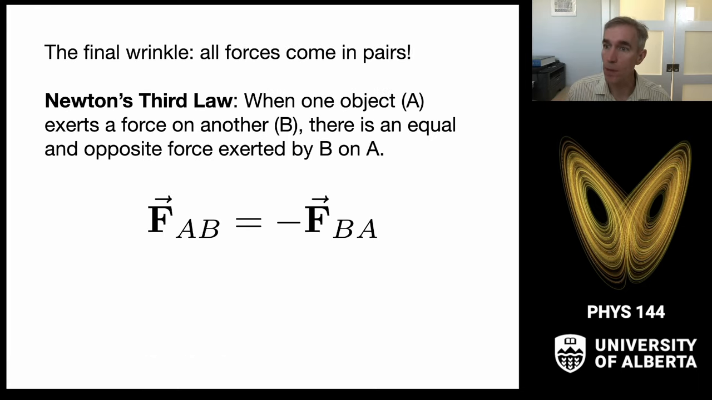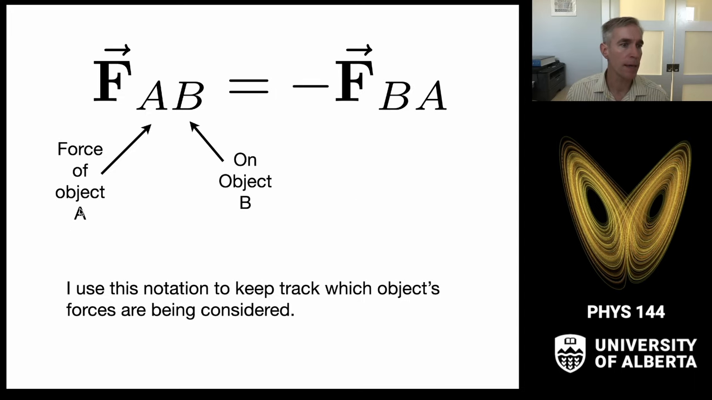The final thing with Newton's laws is that all forces come in pairs. This is Newton's third law. It's often stated colloquially as for every action, there's an equal and opposite reaction, but there's a much better equation for it, which I'm going to write as this, which basically says that when one object A exerts a force on another object B, there is an equal and opposite force exerted by B on A. And so I'm using this notation here that F_AB refers to the force of object A on object B.